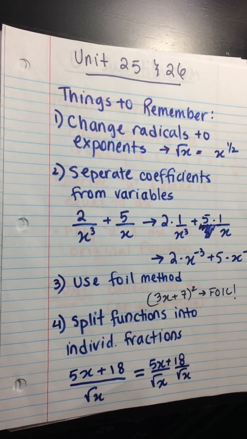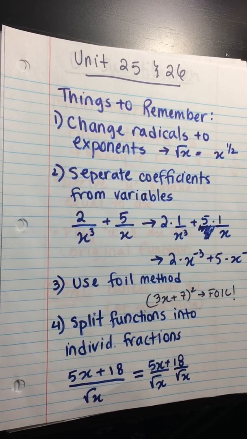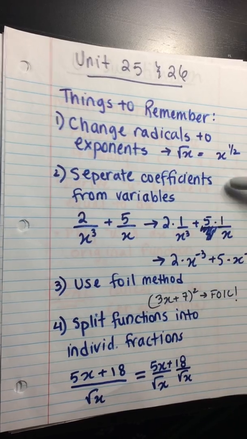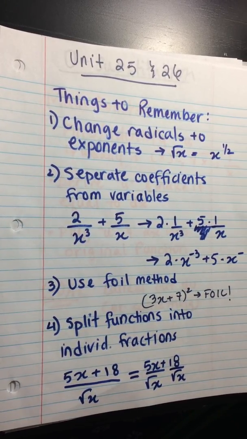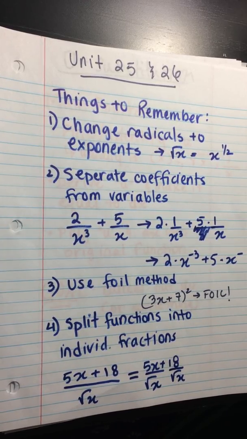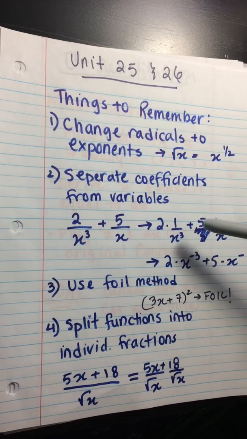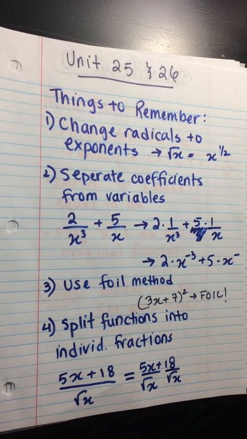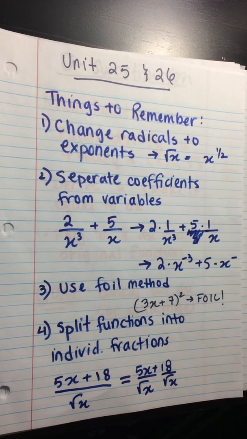So if you have square root of x, you would change that to x to the power of half, and then you would add the plus 1 divided by whatever you get. Separate coefficients from variables. So if you have 2 over x cubed plus 5 over x, you would take out the 2 and the 5, so you would end up with 2 times 1 over x cubed plus 5 times 1 over x. And then it'd be easier for you to bring up the x and do the addition and stuff.